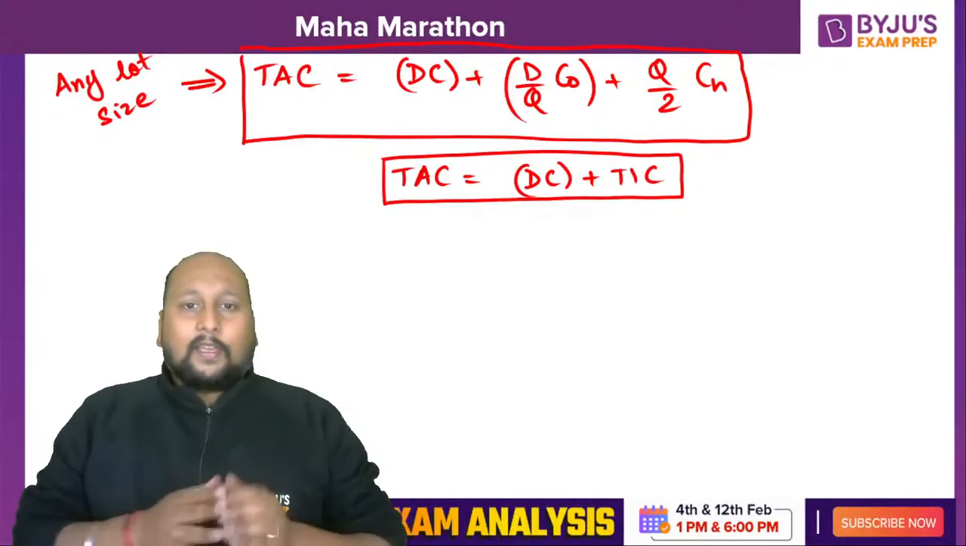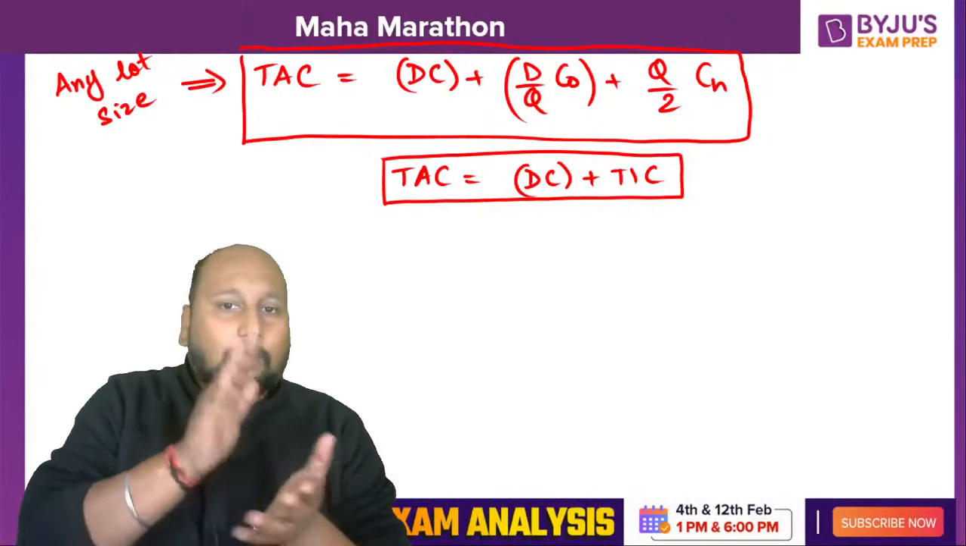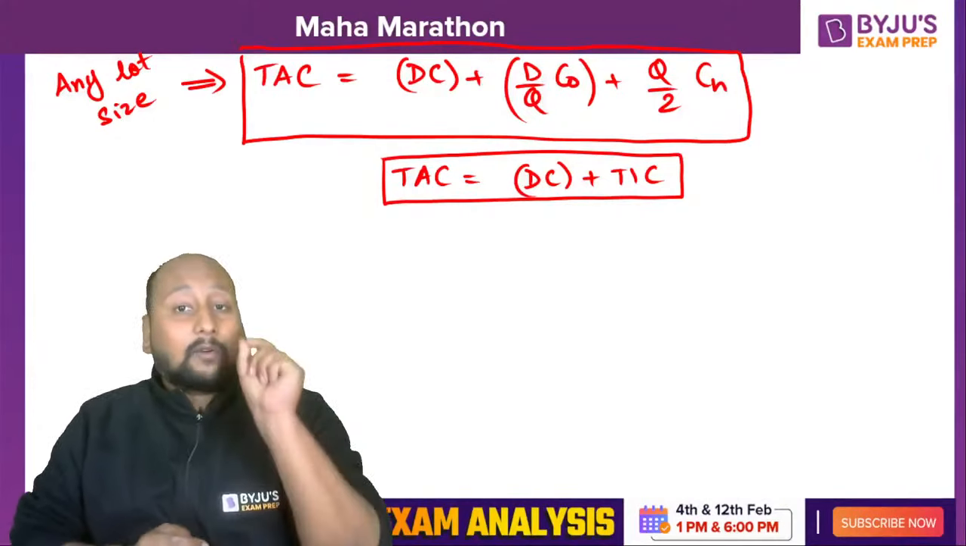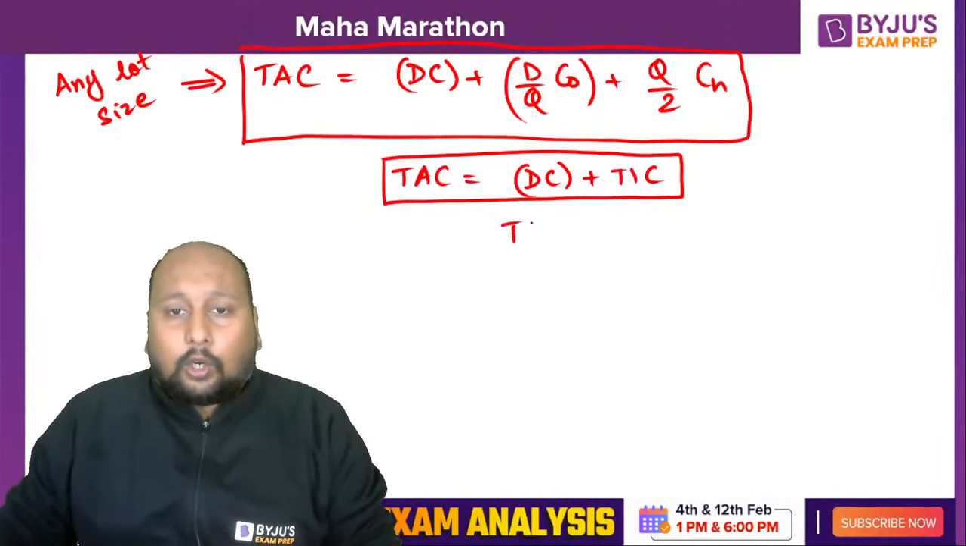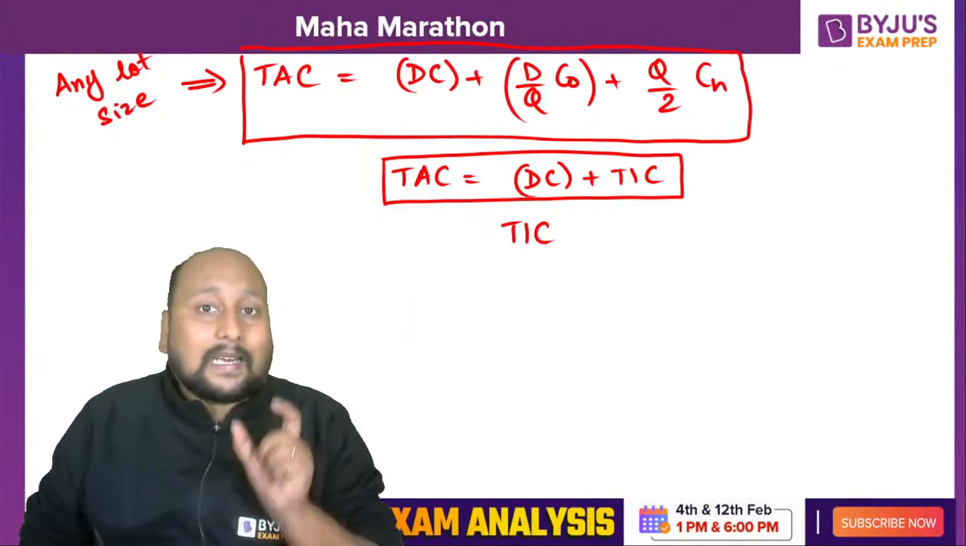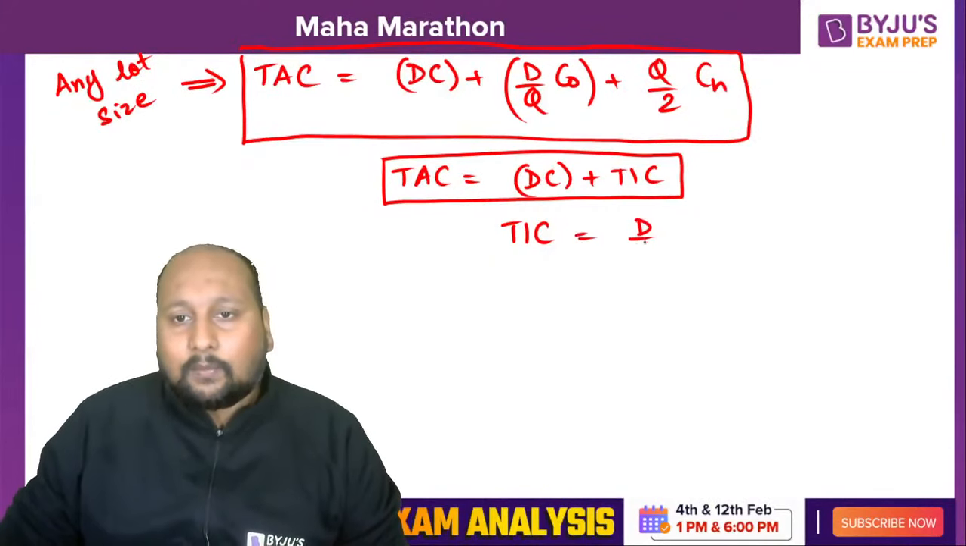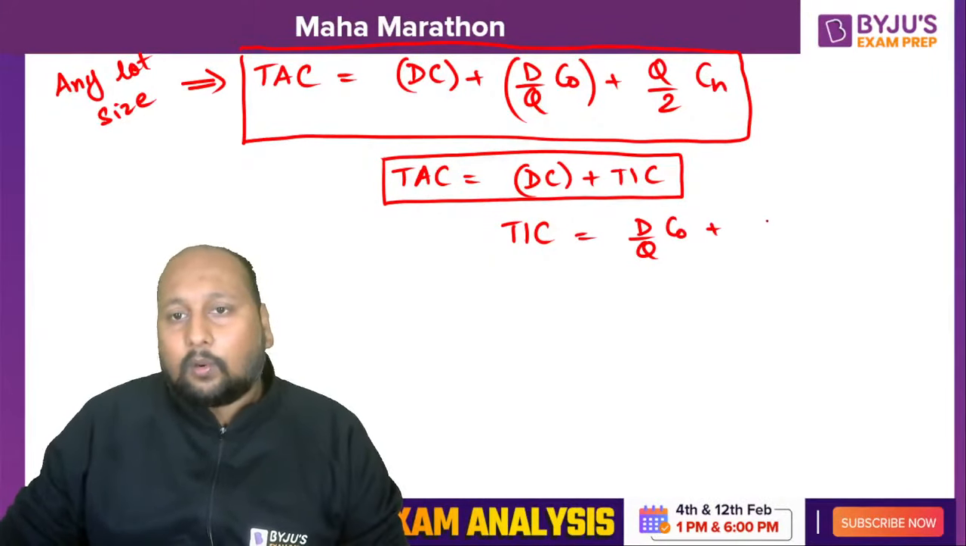Okay, so now we can say that the total annual cost is nothing but the summation of the purchase cost plus the total inventory cost. And what is this total inventory cost? Total inventory cost is basically those costs which depend on the lot size. So it only has the ordering cost, that is D by Q into CO, plus the holding cost, that is Q by 2 into CH.